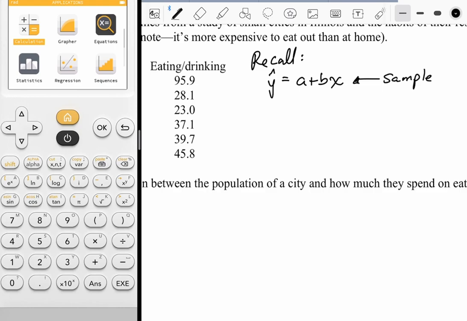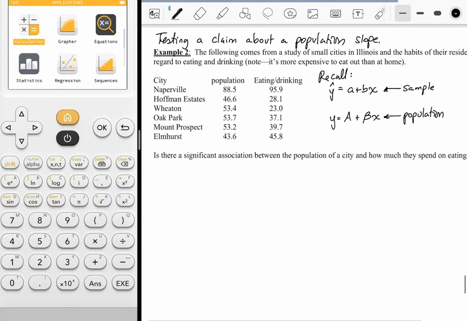All right. Now, this is something that we haven't talked about, but if you want the population regression equation, it's capital alpha, which is basically capital A, plus capital beta x. And so that's for the population. So we're looking to see how the sample relates to the population. But in order to do that, I need to know this equation, right? But before we get into that, let's just set up the structure of the hypothesis test.